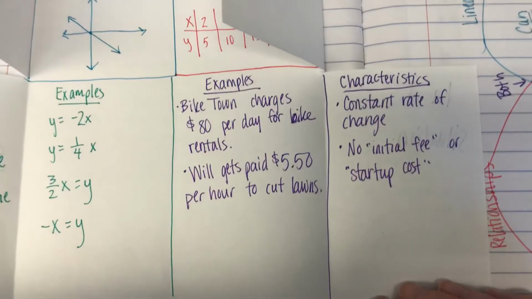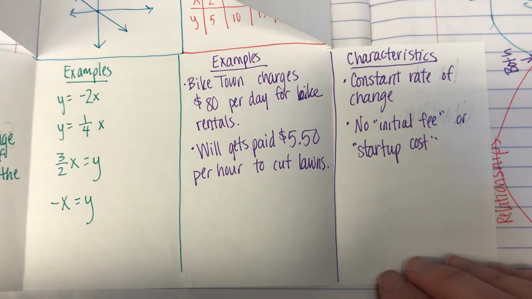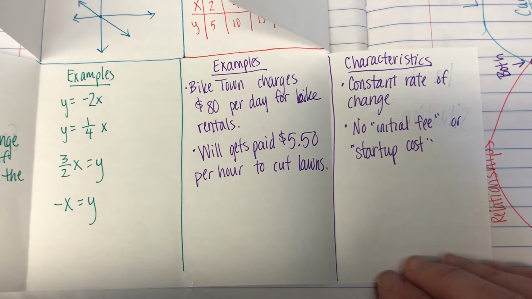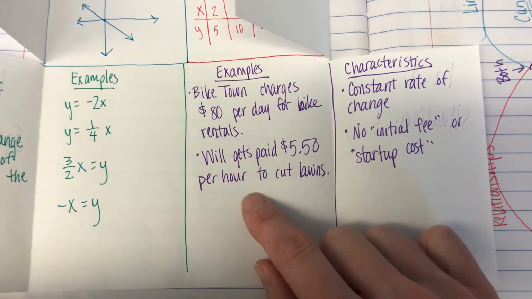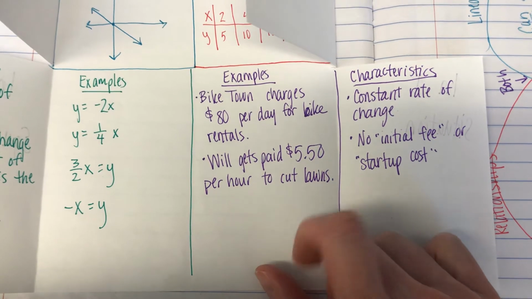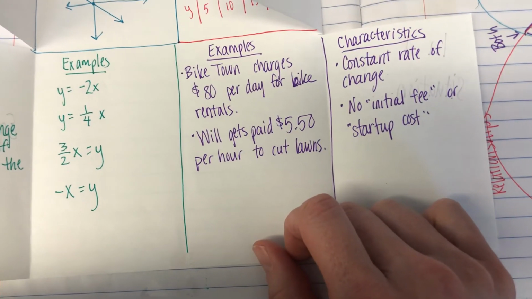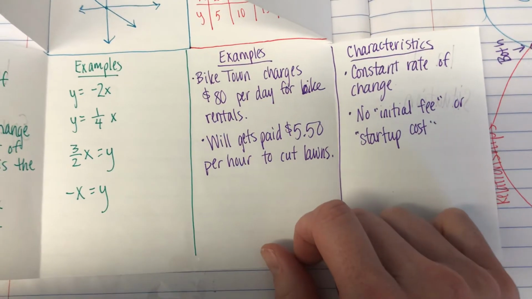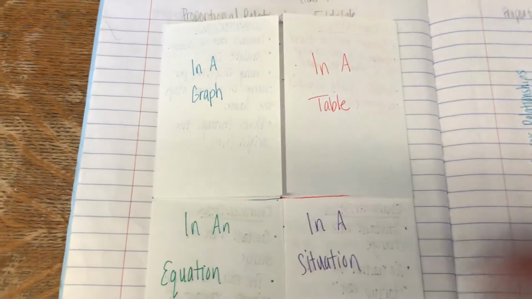Then here's a situation. There's a constant rate of change, and there's no initial fee that would be considered your y-intercept in a linear function. So just straight $80 per day, $5.50 per hour. When you put gas in your gas tank, you pay $2.72 per gallon. That's a proportional relationship as well. So proportional relationships are special kinds of linear functions.